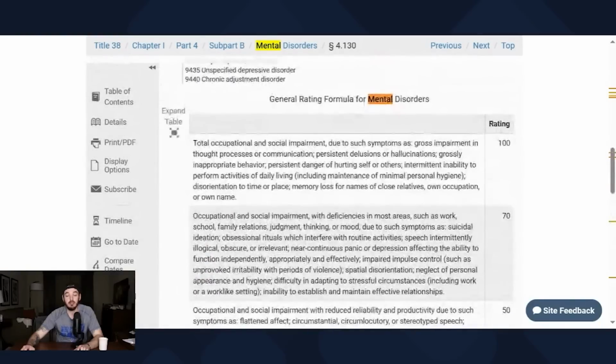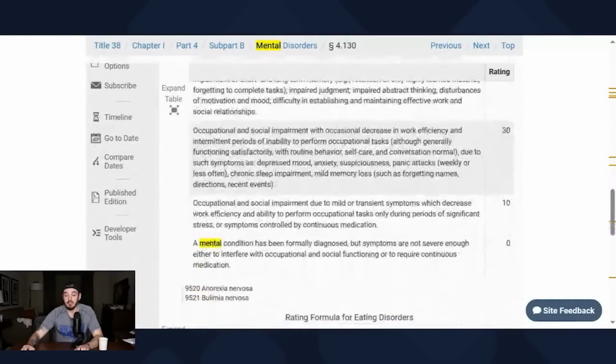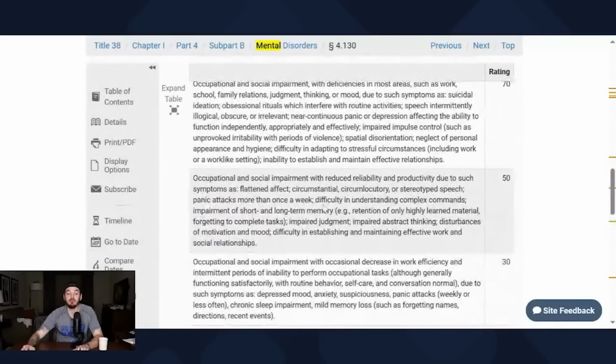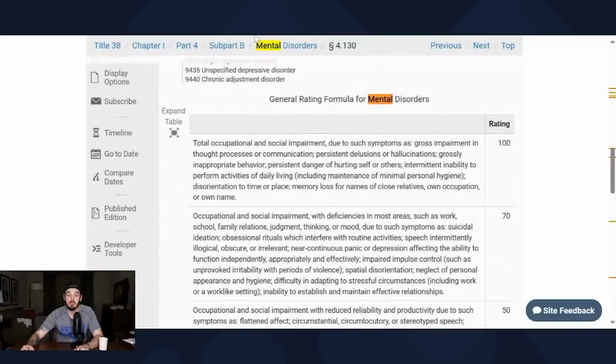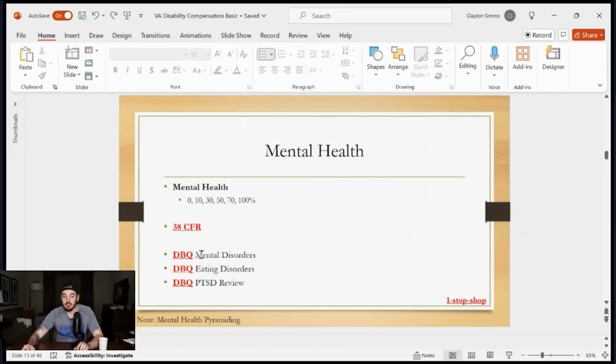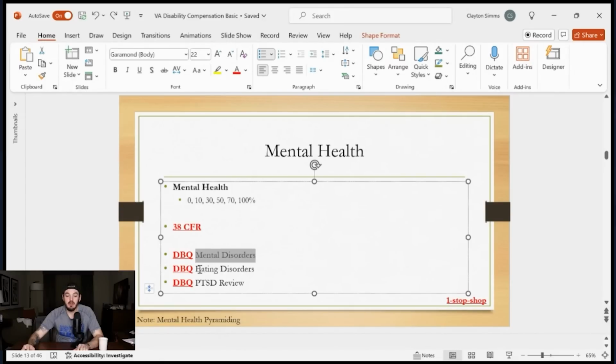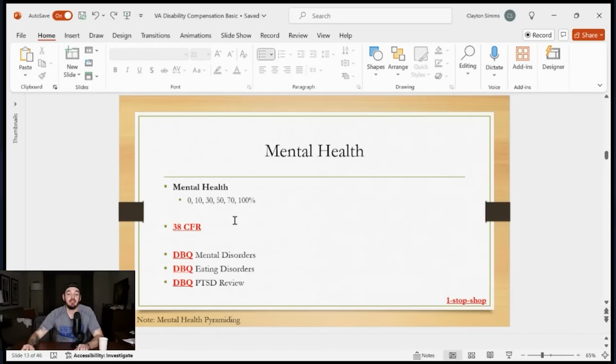Now, mental health is a bit wordy. A lot of the disabilities are very simple and straight to the point. But there's a 38 CFR link there. There's also a DBQ link there, and I want to show you exactly how that looks. For mental health of note, there's mental disorders. There's a DBQ for eating disorders and another DBQ for PTSD. What we're going to do is just look at the DBQ for mental disorders just to show you that the links do work and it is truly your one-stop shop.